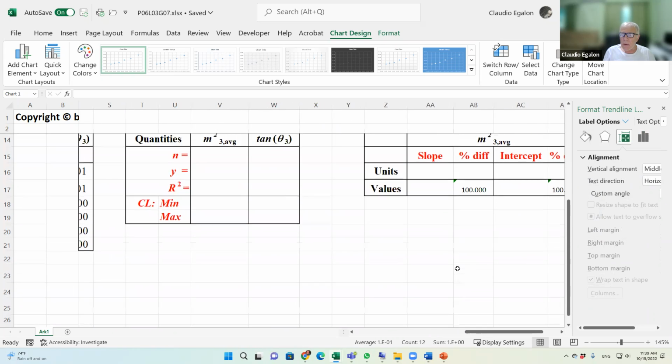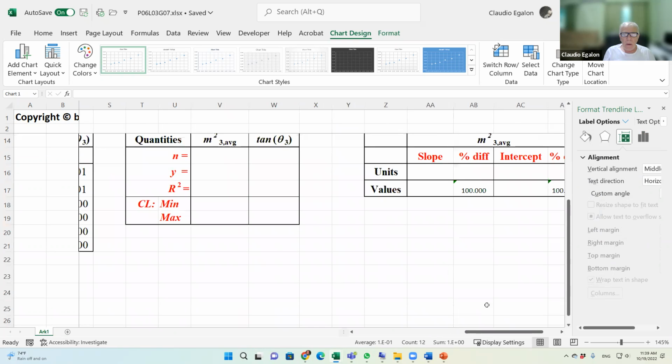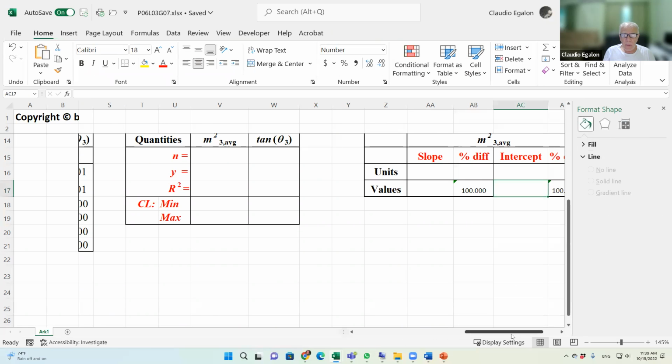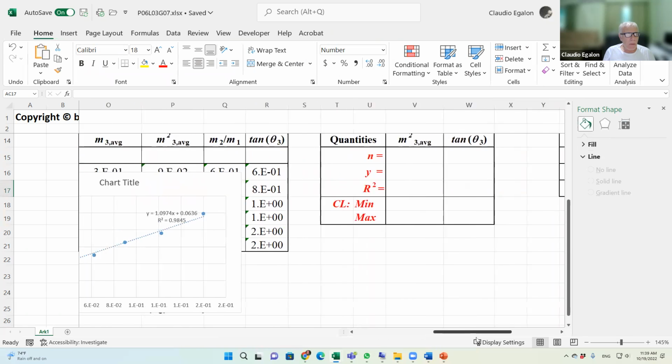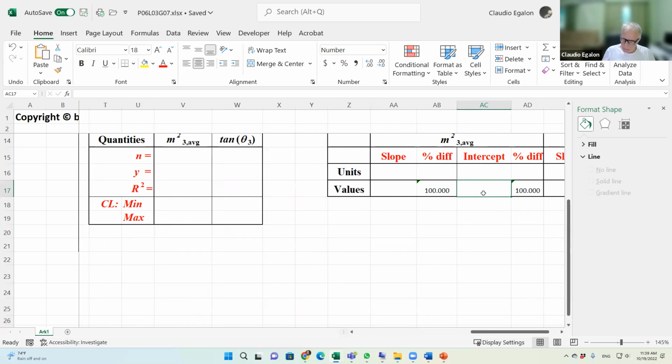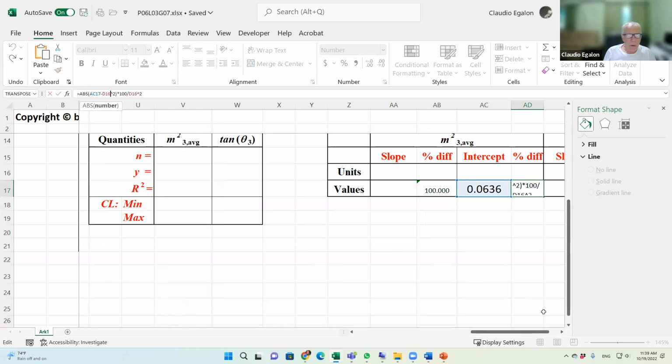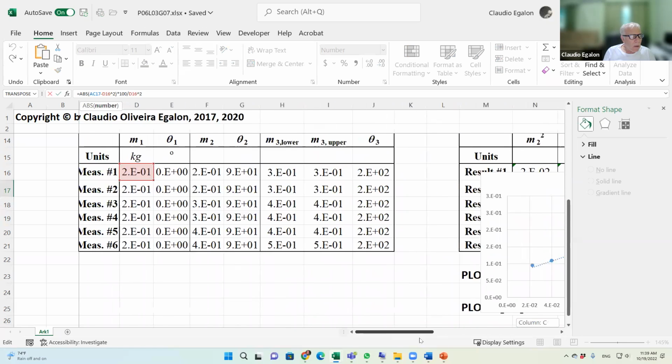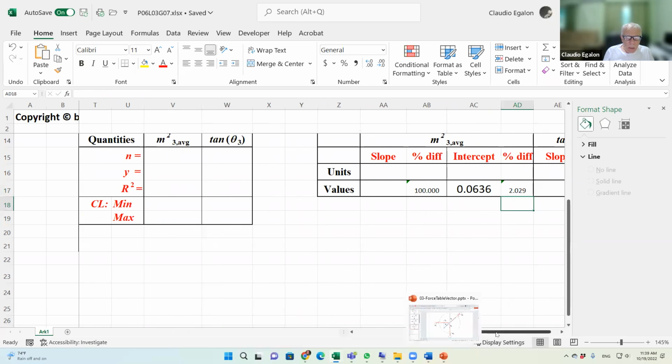0.0636, intercept. Not in the input. 0.0636. Let's put that. 0.0636. Right? Well, 2% doesn't make any sense. Let me see here. Okay.